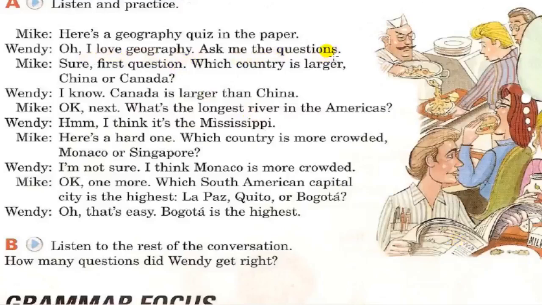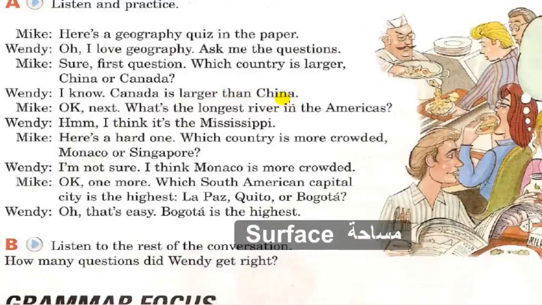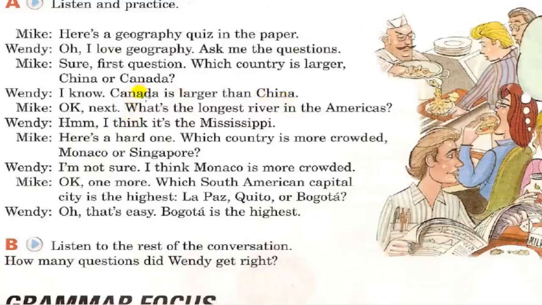Questions. Sure. First question. Which country is larger, China or Canada? Wendy: I know. Canada is larger than China. Of course, Canada is larger in what? Surface. The surface of land. But China is larger in the number of people. Number of people, China. Surface, Canada.